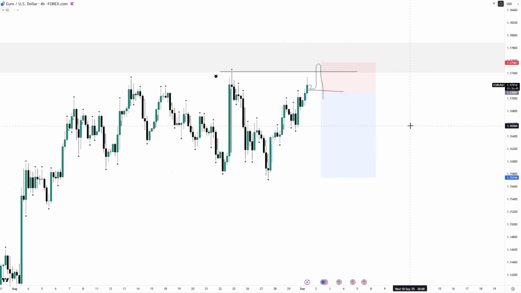That's the plan for this week. That's why the alerts have been set. As soon as there's a potential setup, I'll let everyone know.